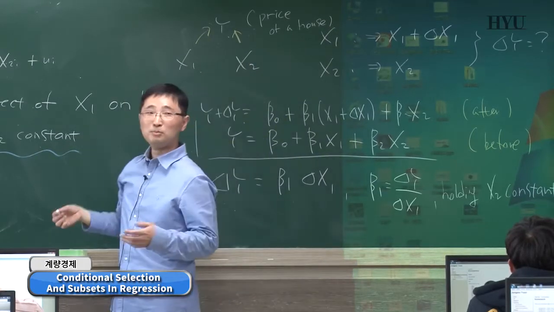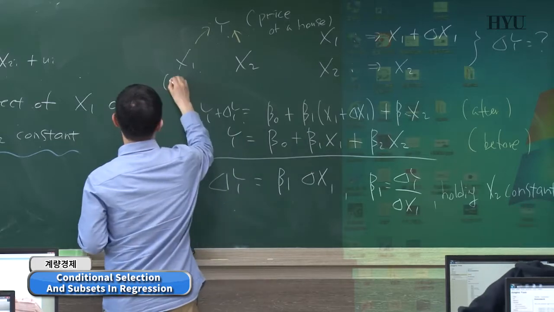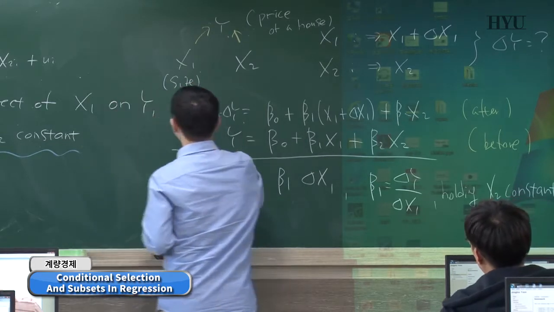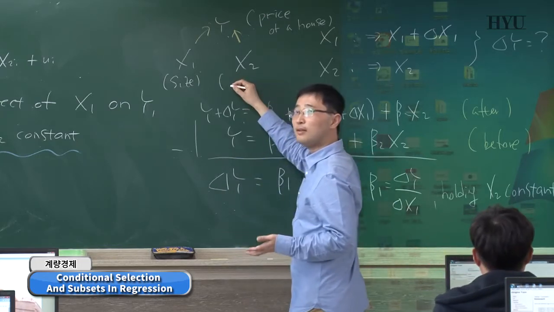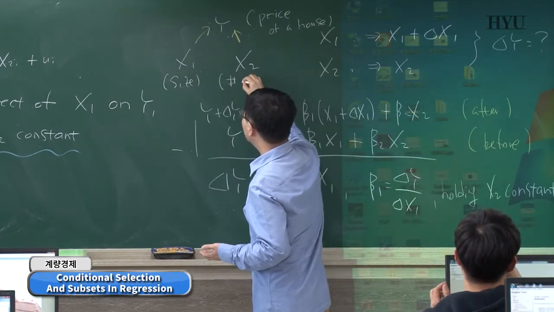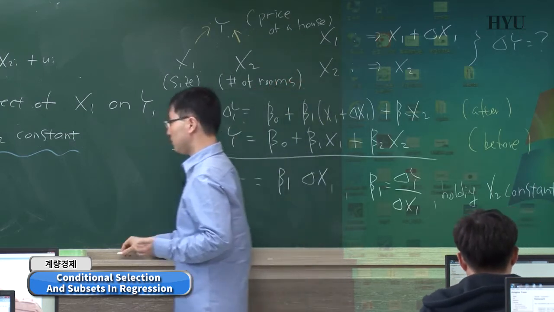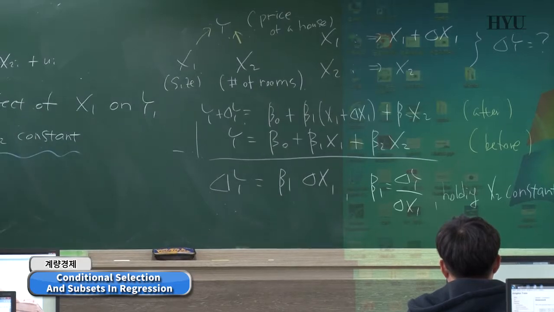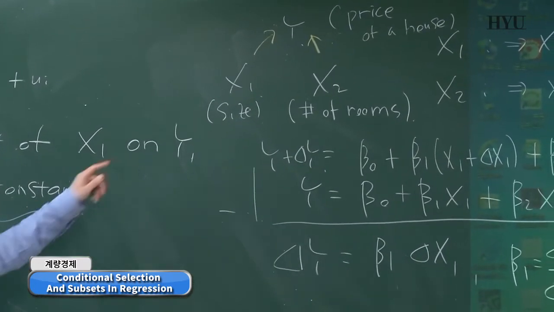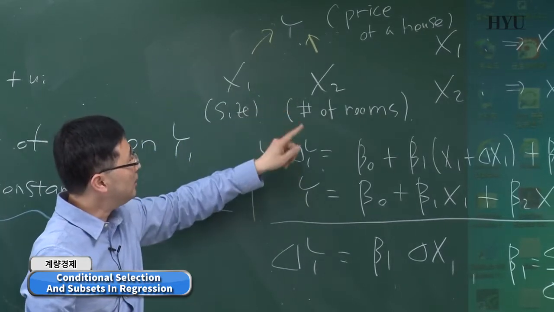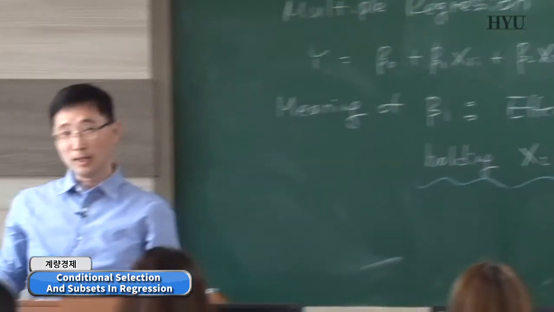And X1, what is important for an apartment? A lot of things are important. Maybe size is important. So let's call it X1. And what else is important? Maybe number of bedrooms, number of rooms. They're important too. So, size affects the price of an apartment, and the number of rooms affects the price of an apartment.